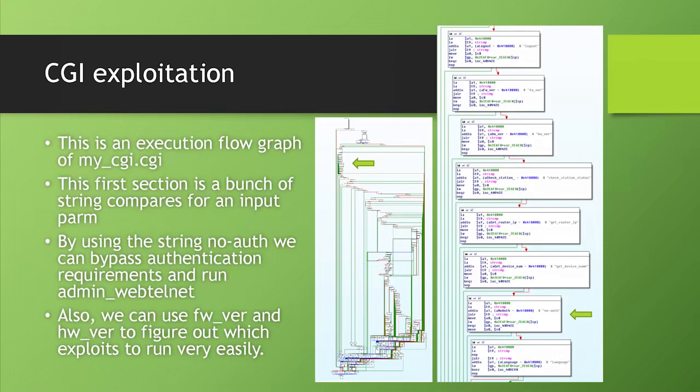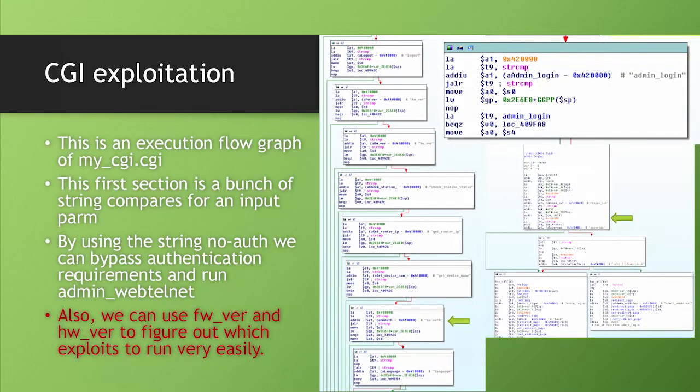You supply the string no auth, and you don't need to authenticate. And then next, you can say no auth, but I want to do an admin login. And that's this Cameo, blah, blah, blah. So no auth, and then you log in as admin with Cameo, and then after that, you launch the admin telnet interface. All of this, no authentication required.